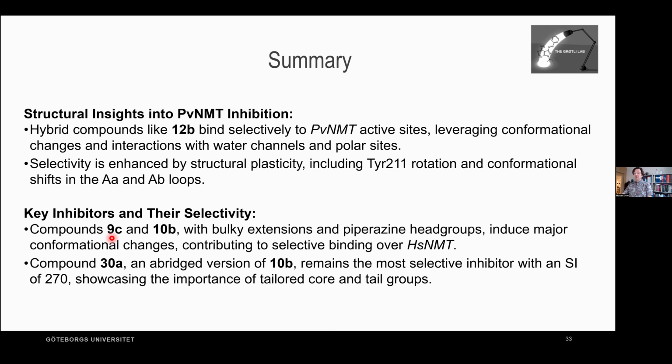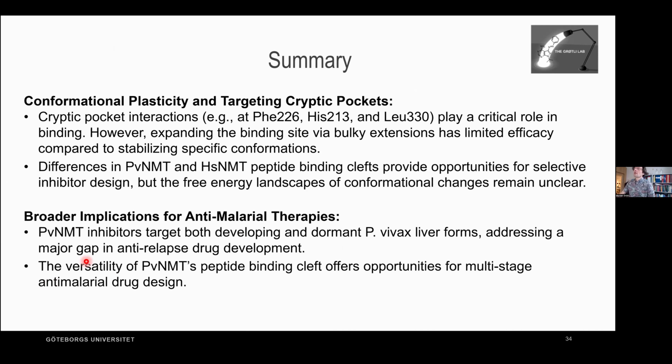If you look at compound 9C and 10B, these were the ones with the tail extension. They also undergo major conformational changes, and these changes contribute to selective binding over the human counterpart. 30A and 12B are the most selective compounds we have, in the ballpark of 260 to 270 fold selectivity index. And what this means is that what we call the cryptic pocket is basically where the inhibitors bind. There are certain amino acids that seem to be much more important for gaining the selectivity due to this plasticity.